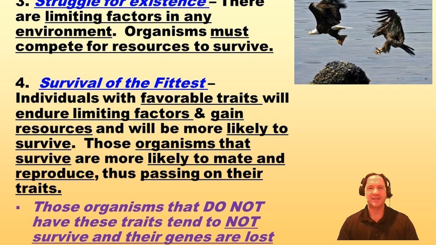And building upon the last slide, where there are far more offspring produced in the wild than actually survive to reach adulthood, the reason for that is number 3. In the wild, it is a struggle for existence because there are limiting factors in any environment. Those limiting factors are things like disease, predators, amount of food, amount of water, amount of space. These are all things that limit the size of a population. Organisms must compete for resources in order to survive.